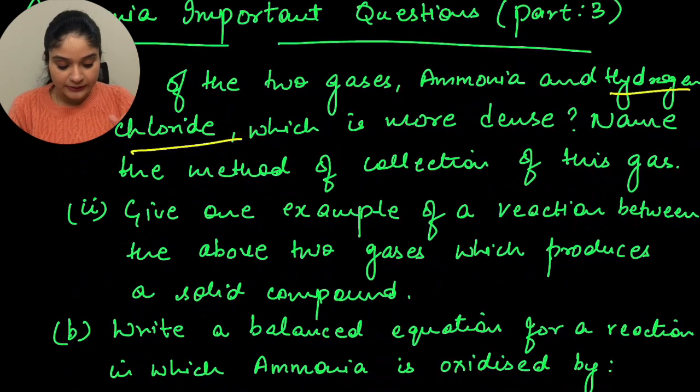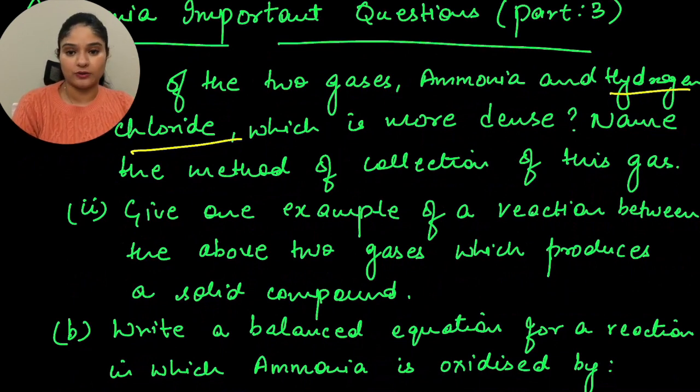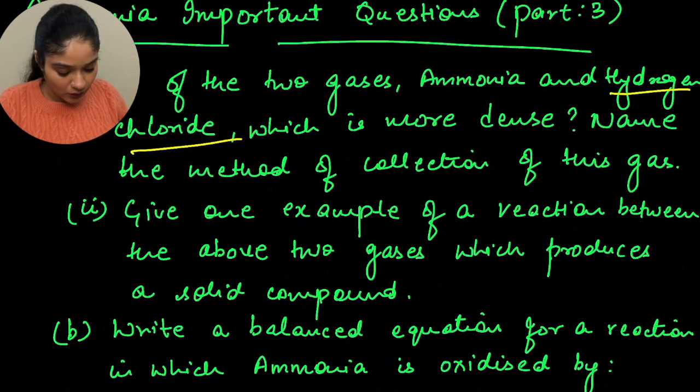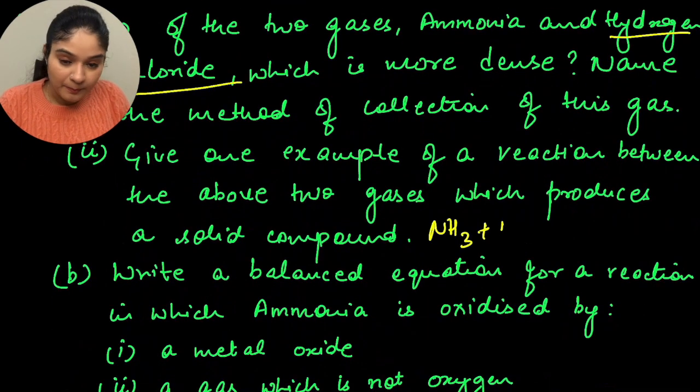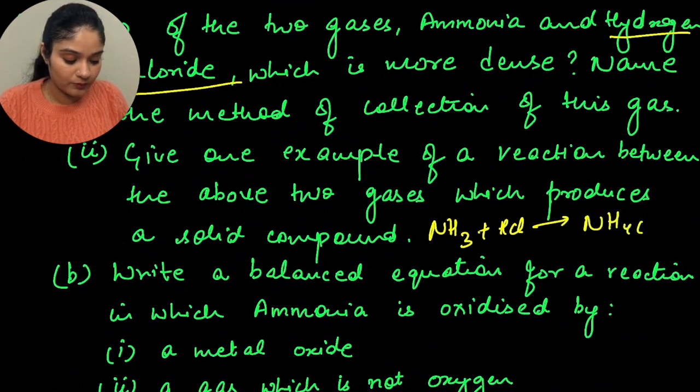The next question says, give one example of a reaction between the above two gases which produces a solid compound. They can also ask you, give an example in which two gaseous compounds are combining to give you a solid compound. So that is also valid for that particular question. So let's quickly write that. You'll have ammonia plus HCl, which will give you ammonium chloride. So that's it. Let's move ahead to the next question.